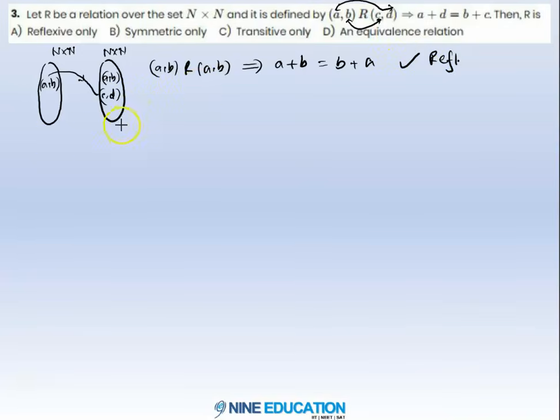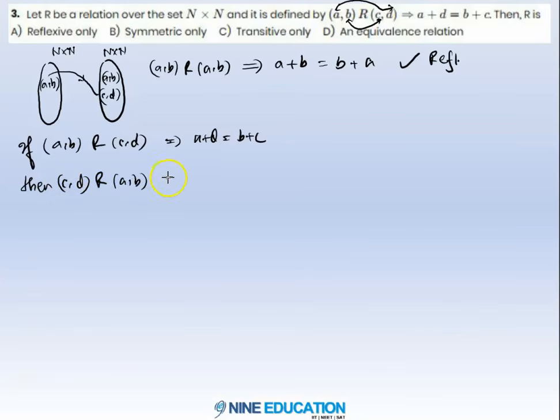Now for symmetric, we have to check: if (a, b) is related to (c, d), we can write a plus d is equal to b plus c. If it has to be symmetric, then (c, d) must also be related to (a, b). This is the rule of symmetry. So c and b must be added up: c plus b should be equal to d plus a, which is correct as per the above, because a plus d is the same as d plus a and b plus c is the same as c plus b.